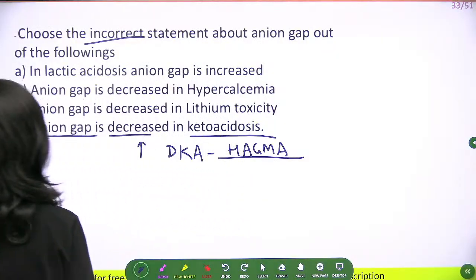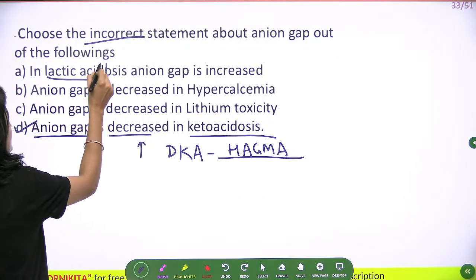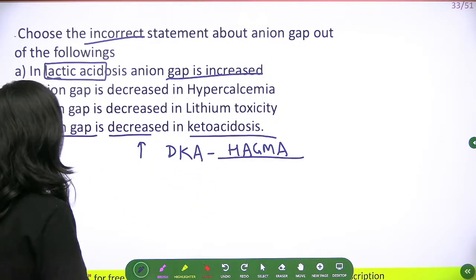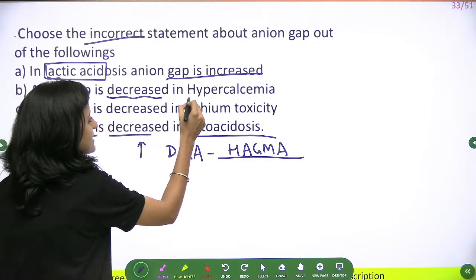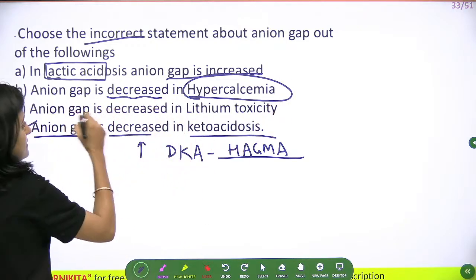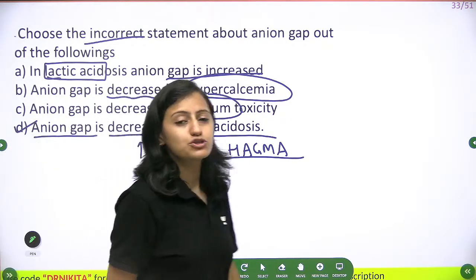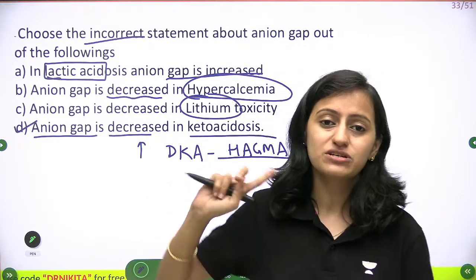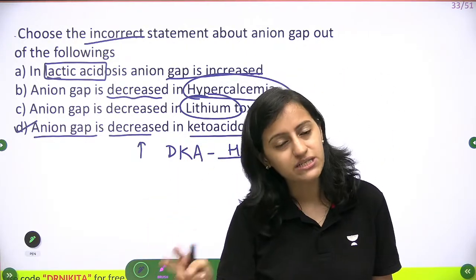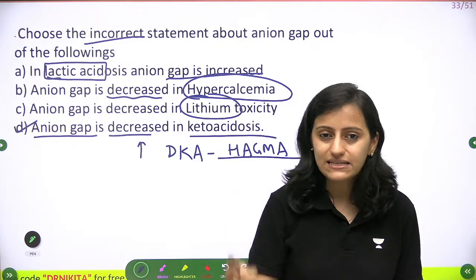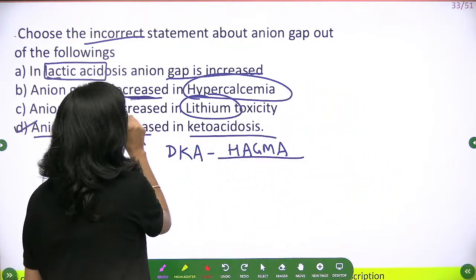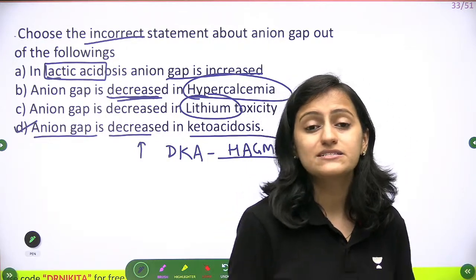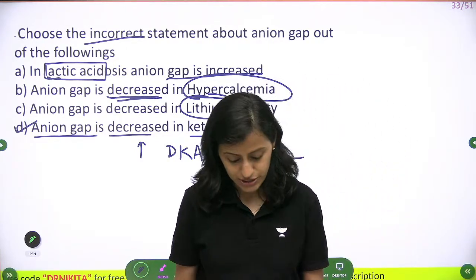So let's go back to the question. Lactic acidosis, lactic acid, organic acid, anion gap is increased. Anion gap is decreased in hypercalcemia. It is decreased in lithium toxicity. So whenever we have cations like calcium and lithium, which are unmeasured, when your unmeasured cations increase, your anion gap decreases. So calcium and lithium, remember, is your decreased anion gap.